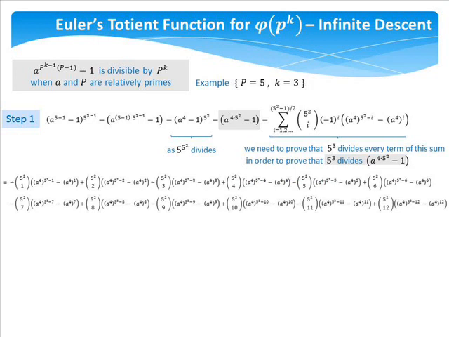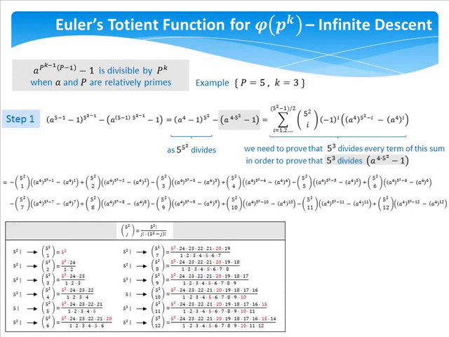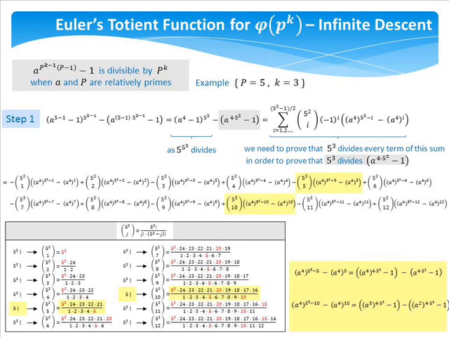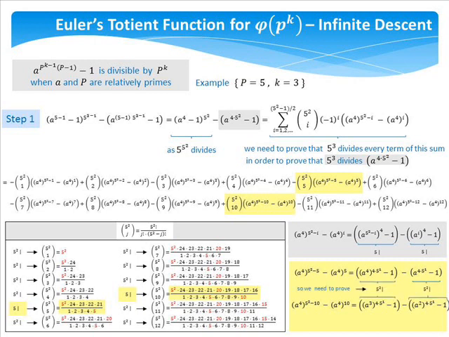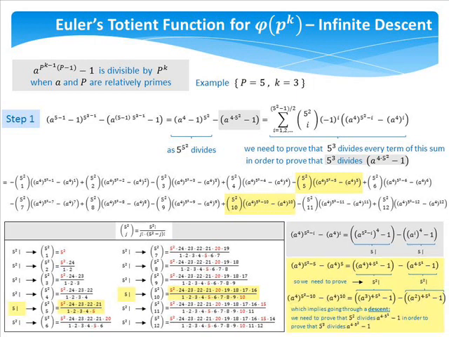Below, we see every term of the summation, and then a table with each binomial value, where 5 squared divides each binomial value with exception of binomial 5 squared, choose 5, and binomial 5 squared, choose 10. As we already know that Fermat's theorem applies in the difference of powers, thus 5 divides a biquadratic minus 1, then what we need to prove for those two special cases is that 5 squared divides a raised to 4 times 5 minus 1, in order to prove that 5 cubed divides a raised to 4 times 5 squared minus 1. And that implies going through a descent.